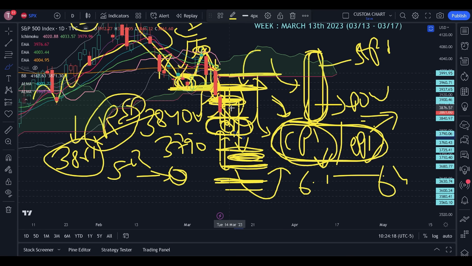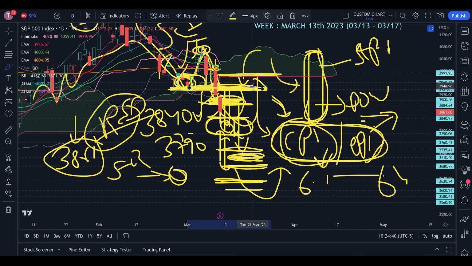And one more thing: whenever you see a bullish reversal, at first it will be limited to 3884, and then it will be limited to the zone of 3937. Anything beyond 3937 technically is not allowed.